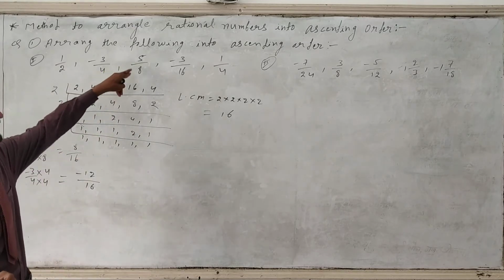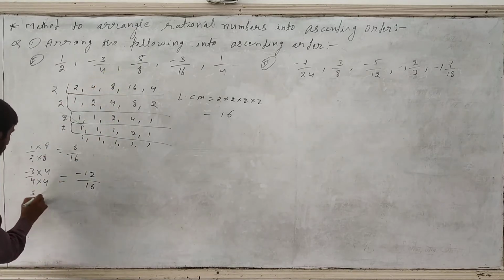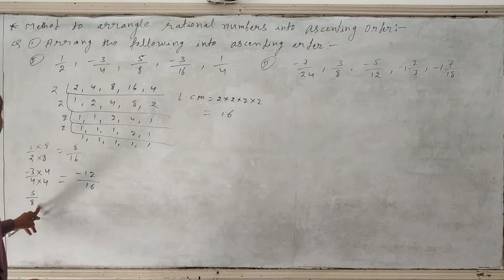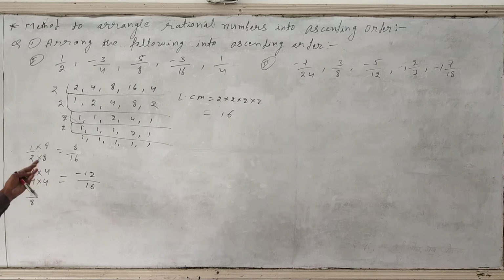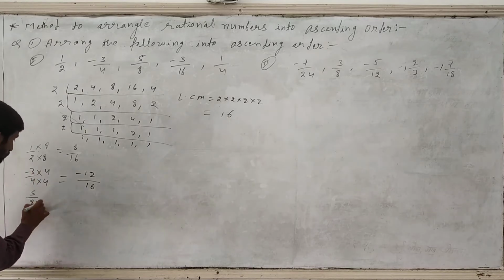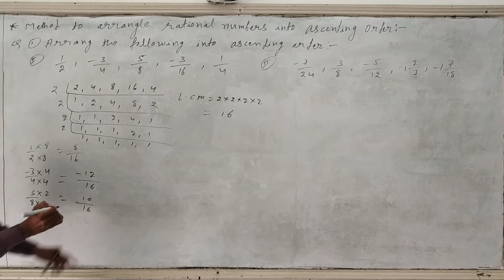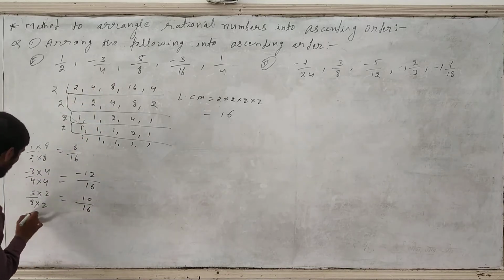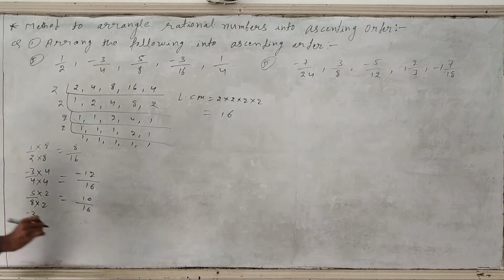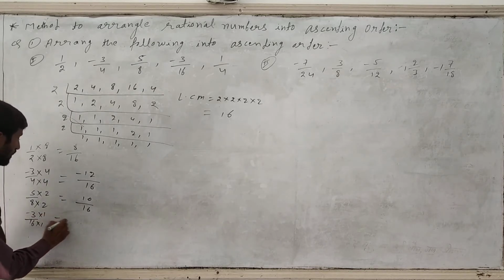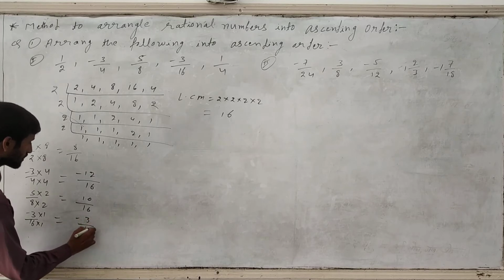Next one, 5 upon 8. Again we convert 8 to 16, so we multiply 8 by 2 to get 16. We multiply the numerator also by 2, in both places. So 10 upon 16 will come. Again, minus 3 upon 16 is given. Already 16 is there, so there is no need to multiply; if you want, multiply by 1 only. So minus 3 upon 16 will come.